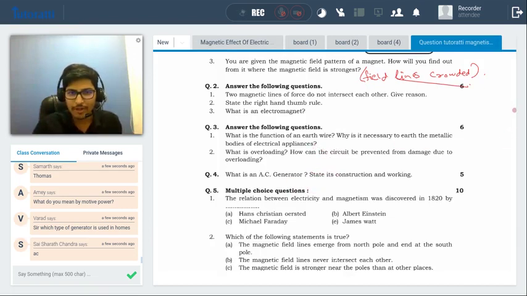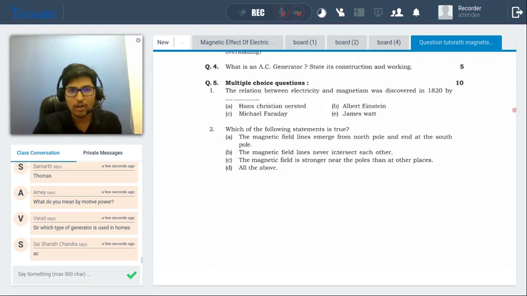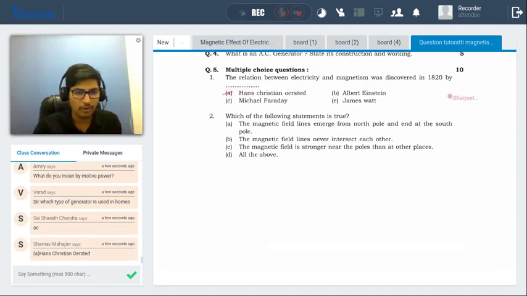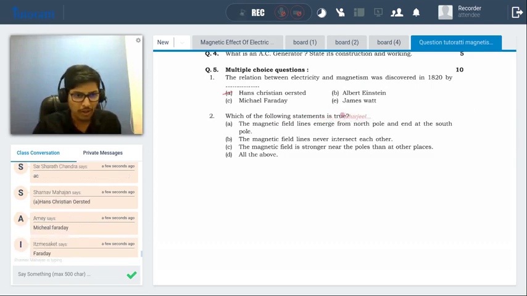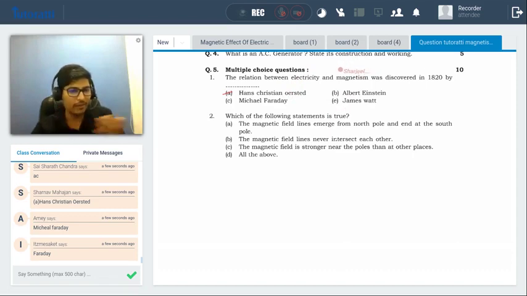All right, coming on to the MCQs, people. The relationship between electricity and magnetism was discovered in 1820 by Hans Christian Ørsted. We know this. Which of the following statements are true? Michael Faraday, someone said. Michael Faraday discovered EMI, electromagnetic induction. This relationship between electricity and magnetism was discovered by Hans Christian Ørsted.